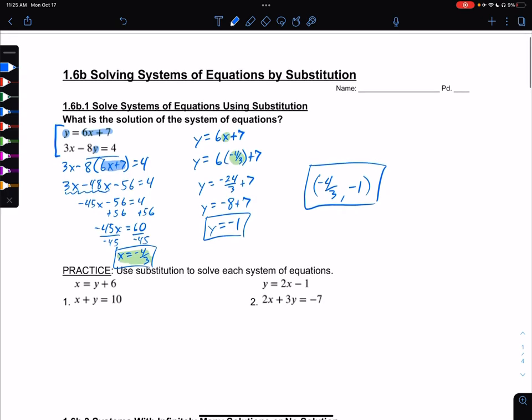It gives you some general understanding. Don't be afraid to make mistakes on these. Give them a try. You can always use the graphing method to check your work for accuracy. But this is a good start and a good introduction to the substitution method.